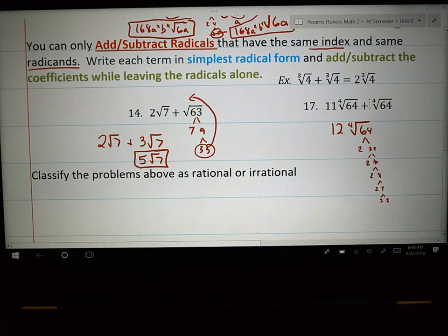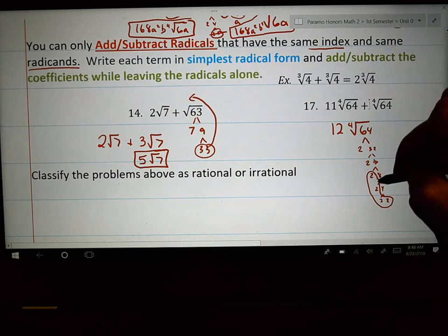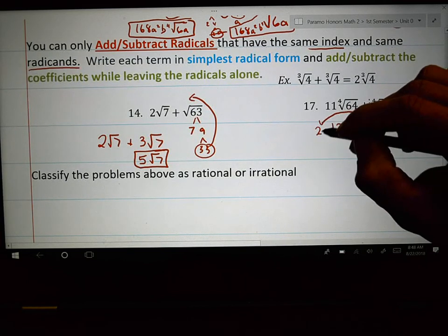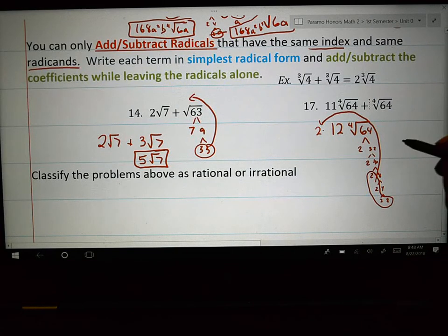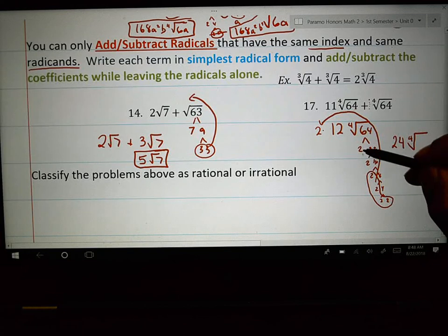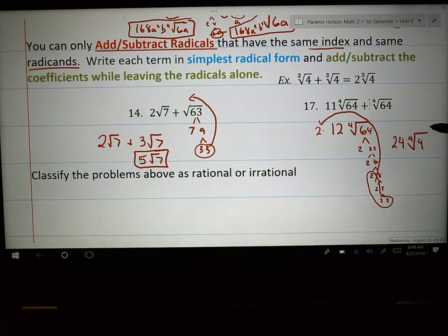I need how many to break out? 4. 1, 2, 3, 4 of these guys. That will break out and multiply the coefficient in front. That makes it 24. Times the fourth root of what's left behind. We put them together. And this is simplified. This is your final answer. Any questions?